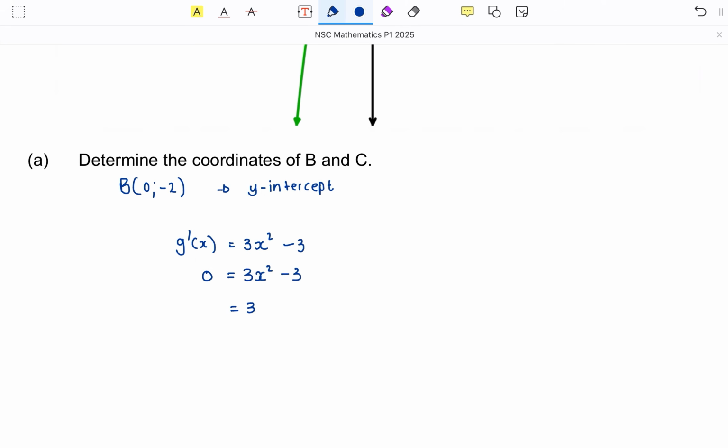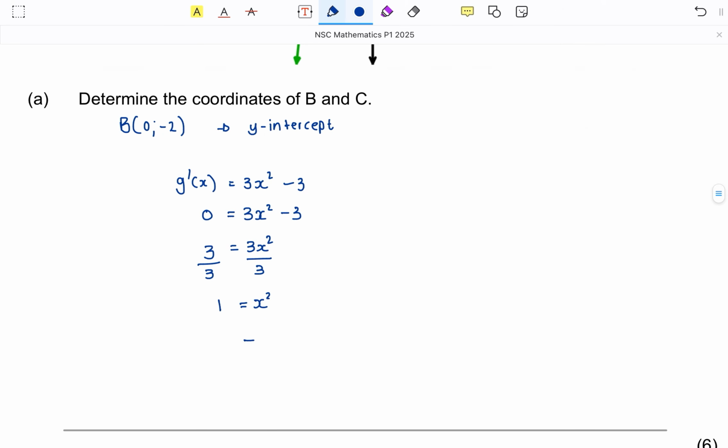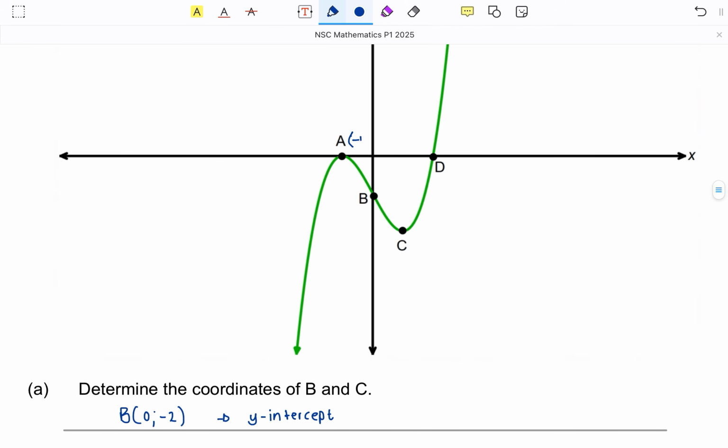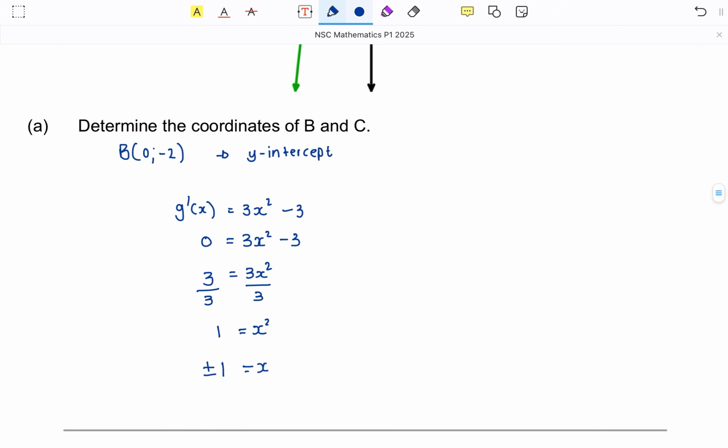And now we need to solve for x. So I'm going to keep x on the right-hand side. I'm going to bring the constant number over. I'm going to divide the 3 away. And then to get rid of the square, I'm going to do the square root on the other side. And that is going to give me two answers for x, plus or minus. Now, if we look at the diagram, A is definitely the -1, and C would be the +1 for x.